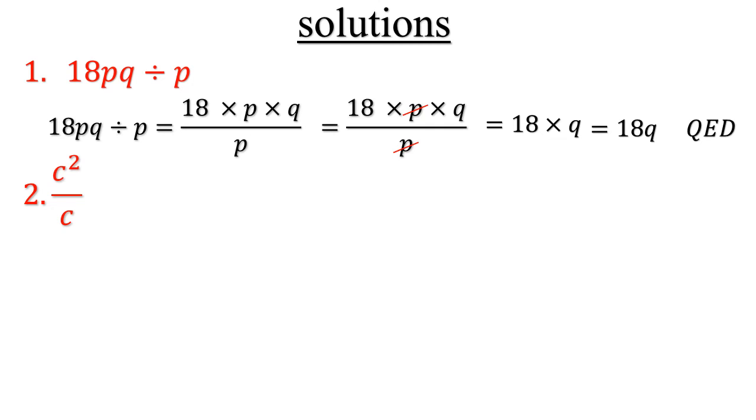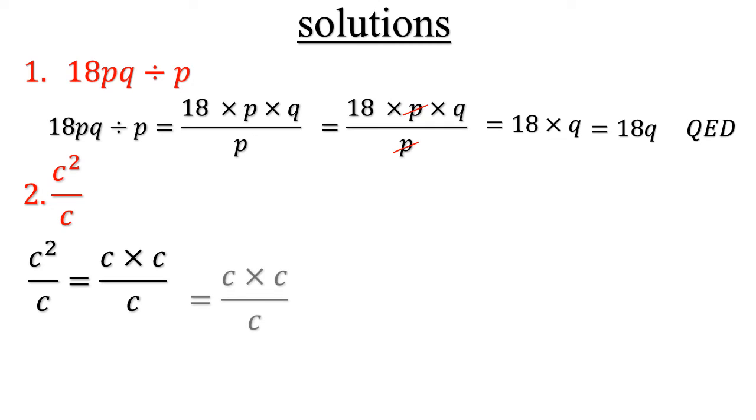Take our next example, example 2. c squared all over c. c squared over c is equal to c times c over c. So c will cancel out c. What are we left with? c. So our answer is c.